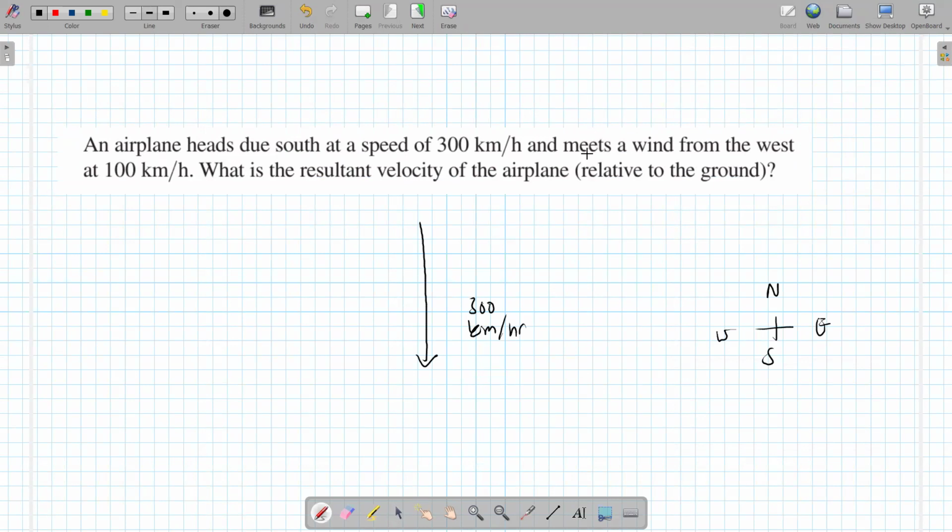It meets a wind from the west. So wind is coming from the west. How would we denote this? Would we denote it case 1 or case 2? Wind from the west. Which one makes more sense? 1. So it's coming from that direction, and the wind is pretty gusty. It's 100 kilometers per hour. It's not abnormal, by the way. This is perfectly fine.